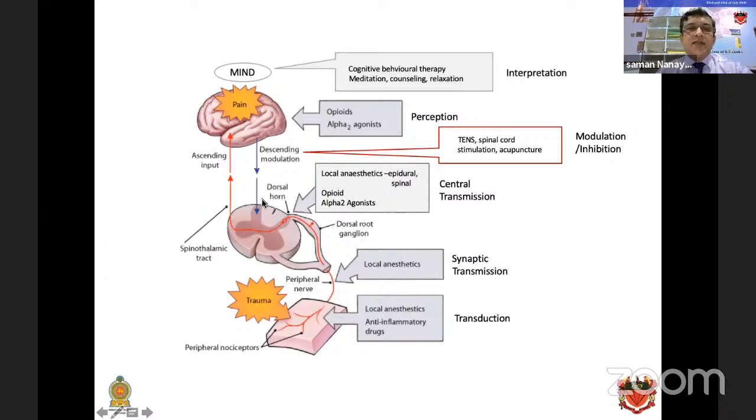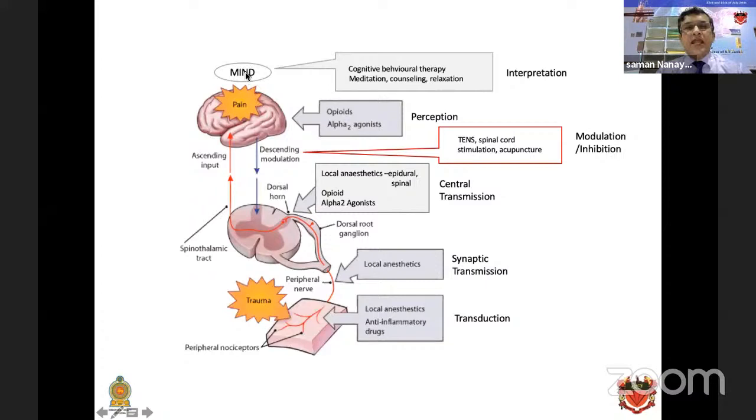Then there is the descending pathway that modulates pain. Now you have to remember, if not for the descending pathway, which is controlling pain and reducing the intensity of nociception and pain, we would experience a lot of pain. And the brain is the final destination when it comes to interpreting pain.